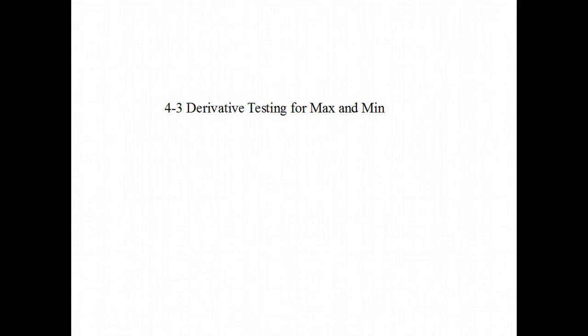Welcome to Chapter 4, Section 3, Derivative Testing for Max and Min. In this section, we're going to continue to look at relative extrema, or in other words, local extrema. Those names are synonymous. And we're going to look at a new way to test to find if a point is a local max or min.